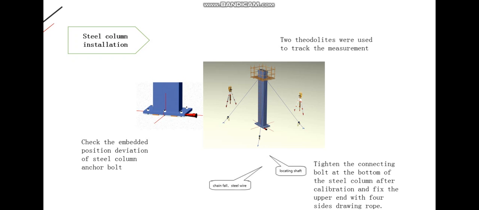When the column is in place, the axis of the embedded part is used to determine the column displacement. At this time, the crane can unload 30% to 40% onto the ground structure. After the steel column is in place, two theodolites are used to track and measure it, and the connecting bolts at the bottom of the steel column are tightened after correction to meet the requirements.